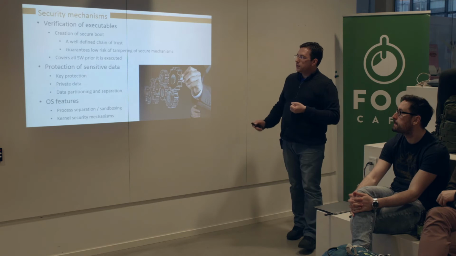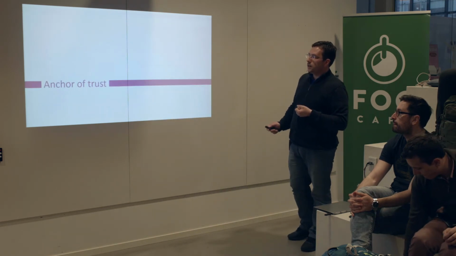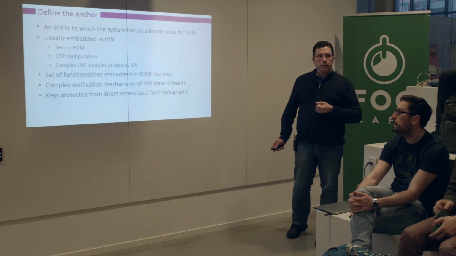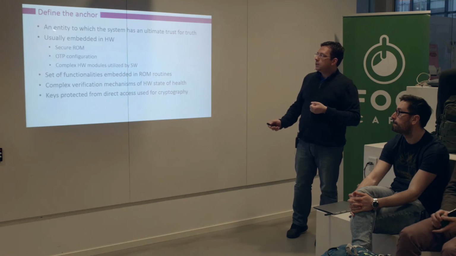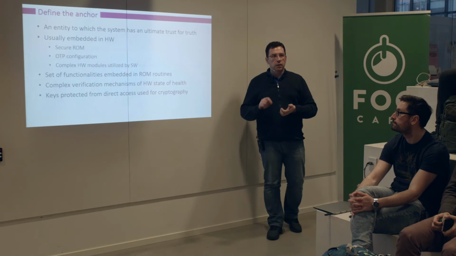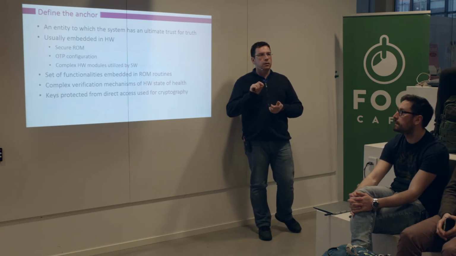So I spoke a little bit about the defined chain of trust. Everything begins by defining or putting an anchor of trust. And I would like to speak a little bit about it. What does it mean? It is an entity in which the system has ultimate trust for truth, meaning that it is a component which we trust without any doubts.